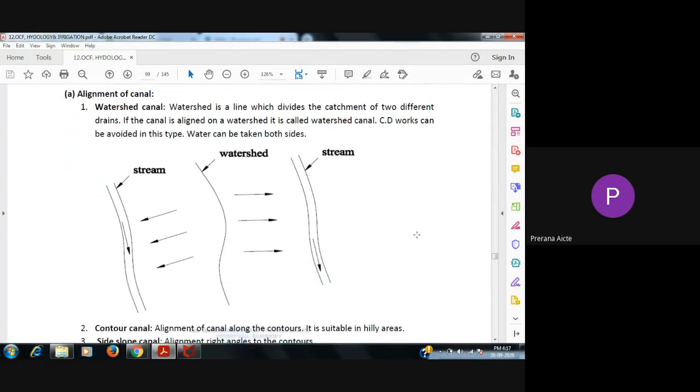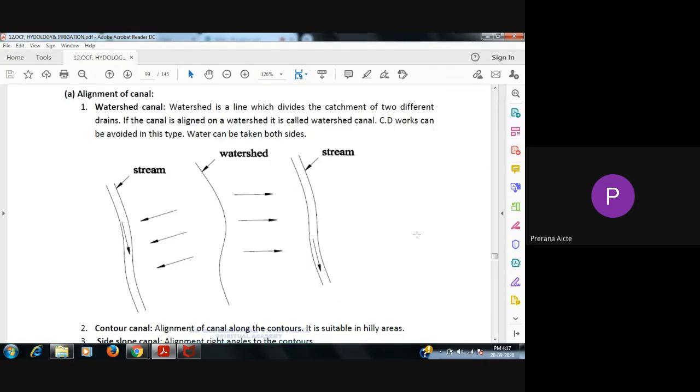This is a picture. There is a stream or river flowing through. So what is meant by watershed actually? Watershed is a line which divides the catchment of two different drains. If the canal is aligned on a watershed, it's called a watershed canal. Cross drainage works can be avoided in this type. Water can be taken to both sides.